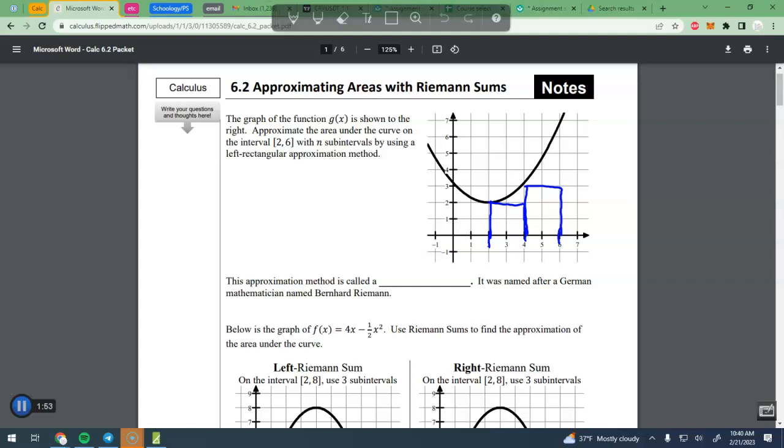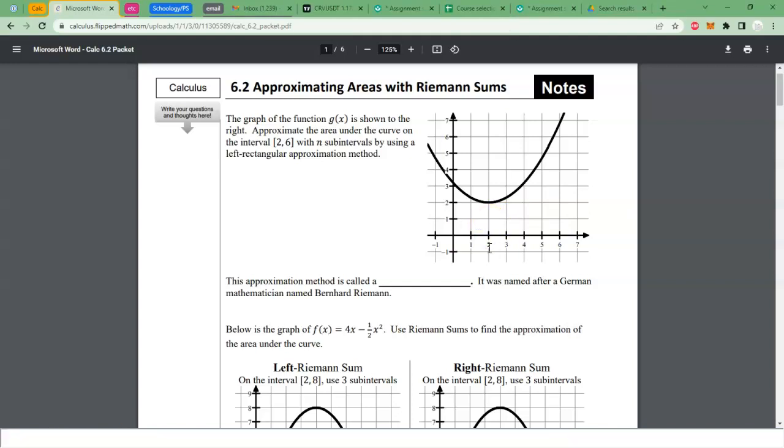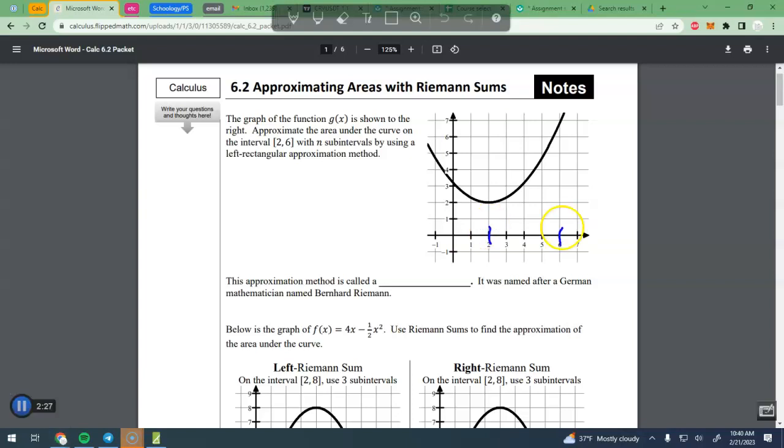And why is it underestimating? Because what's the function doing? Increasing. Yeah. A right-hand sum on the same interval, I go to the right-hand endpoint of that subinterval and pretend that's the height the whole time. On the right-hand side, pretend up there, and that's the height the whole time. And that's an overestimate.